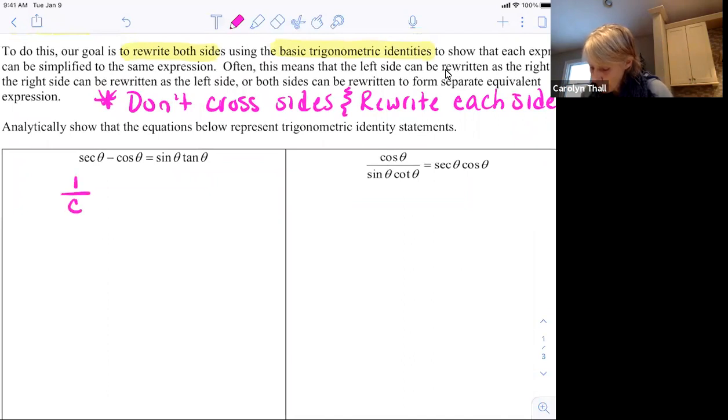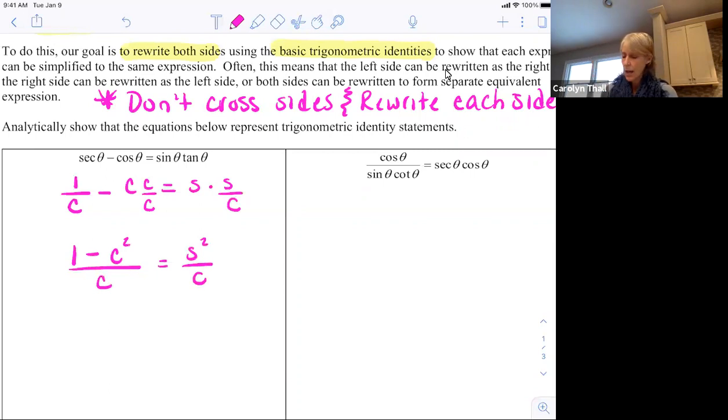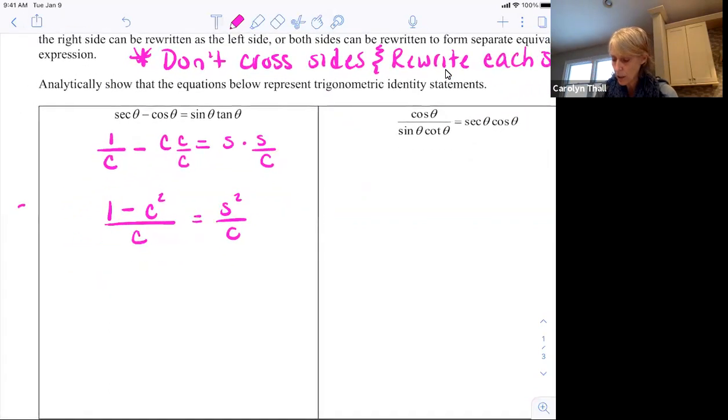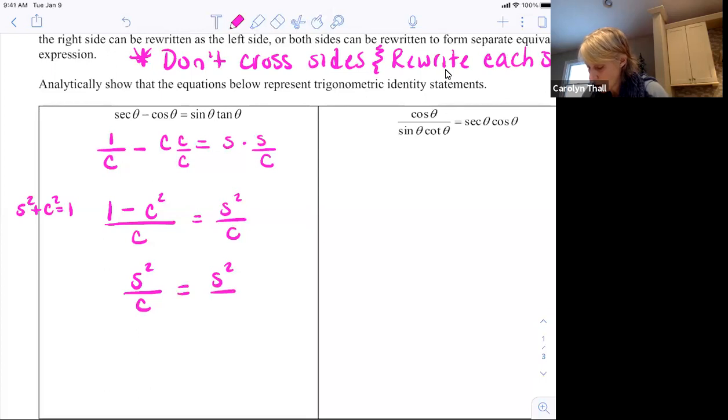1 over cosine minus cosine, and that's going to equal sine times sine over cosine. Over on the left side, I've got to add these two expressions together. 1 minus cosine squared over cosine equals sine squared over cosine. And hopefully you guys now recognize the Pythagorean identity. So 1 minus cosine squared is sine squared over cosine, equal to sine squared over cosine.